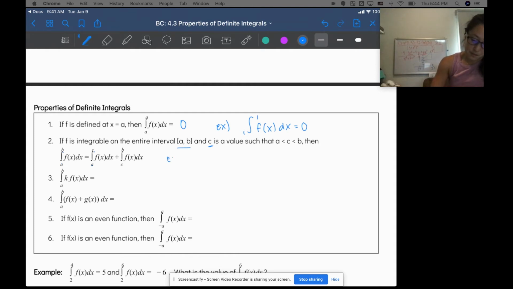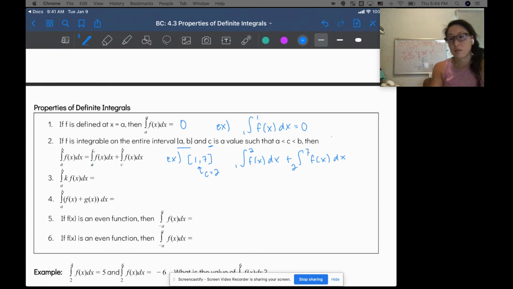So an example would be, if I know that we're evaluating the area under 1 to 7, I have a value c that is in between 1 and 7, so I can integrate from 1 to 2 plus from 2 to 7, so we can split it up, just like we did on our graph last example.